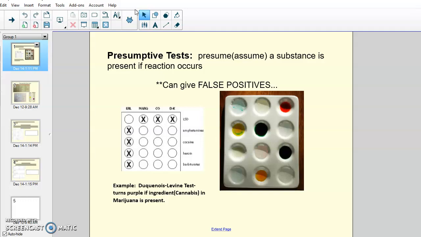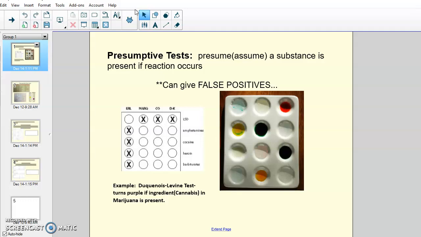They're called spot tests, and for example, the Duquenois-Levine test. The Duquenois-Levine is a reagent that when it comes in contact with cannabis, which is the main ingredient in marijuana, it turns purple. So if you have a little baggie of what they think might be marijuana, they might take a little bit out, drop a couple of drops of the Duquenois-Levine test on it, and if you get a purple color, then they would assume at that point that marijuana is present. They would then confiscate the rest of the drugs and send those to the lab for a confirmatory test.